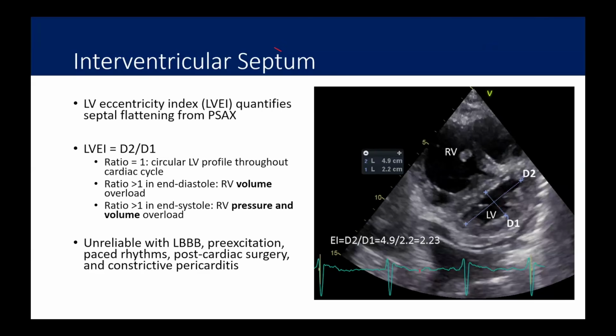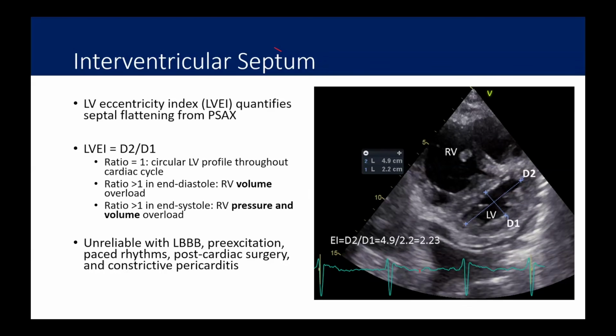So moving on to the interventricular septum, the septum is really a real-time pressure gauge between the two ventricles, and you're quantifying its position, which will tell you whether the RV is dealing with volume overload, pressure overload, or a combination of the two. And the marker that we look for is something called the left ventricle eccentricity index, or LVEI. And that quantifies the septal flattening from the parasternal short axis.